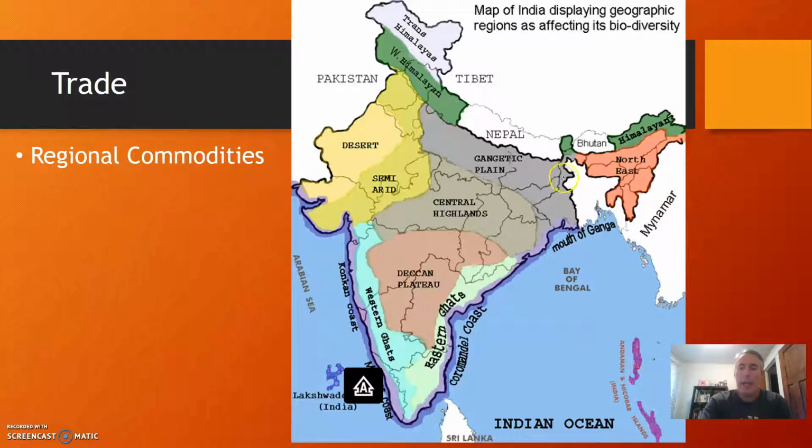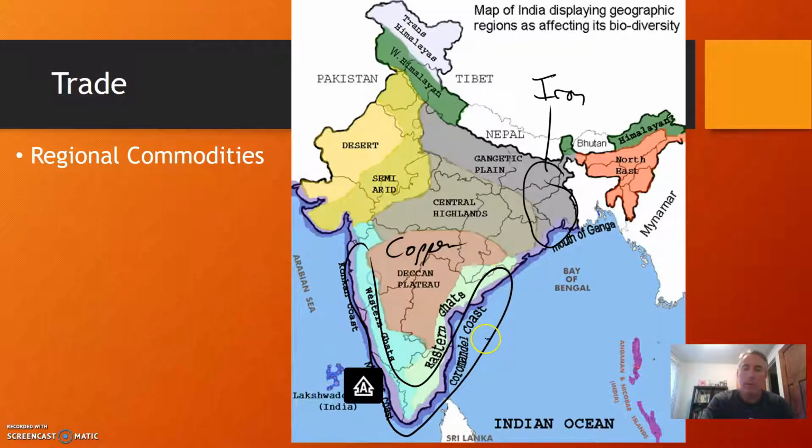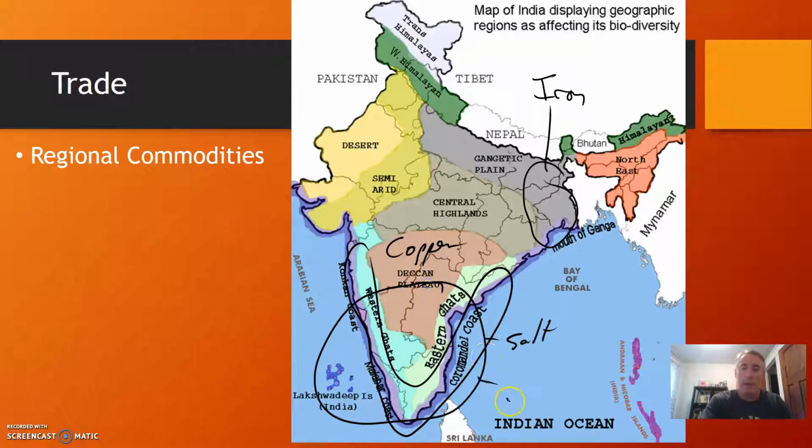In the Gangetic Plain down in here, especially in the mouth of the Ganges, this focused on iron production a lot, for making weapons and armor and things of that nature. Copper was big down in the Deccan Plateau. Salt was big here on the coastal regions, right? You had salt there. Literally, they would mine the salt out of the sea. Pepper was big in this whole region in southern India.